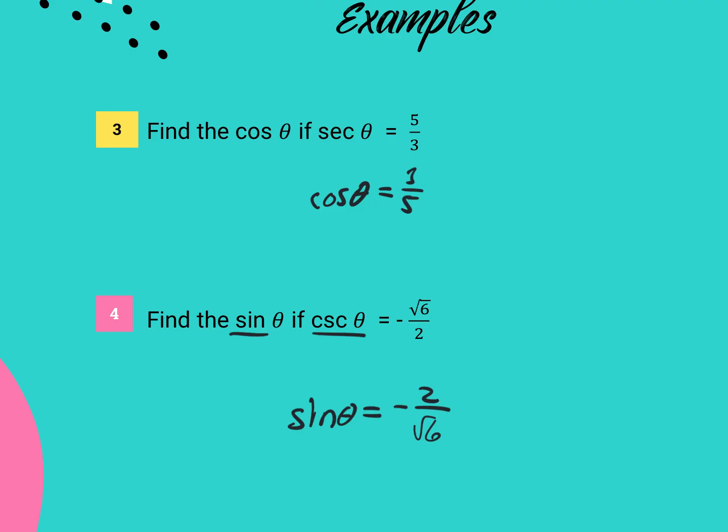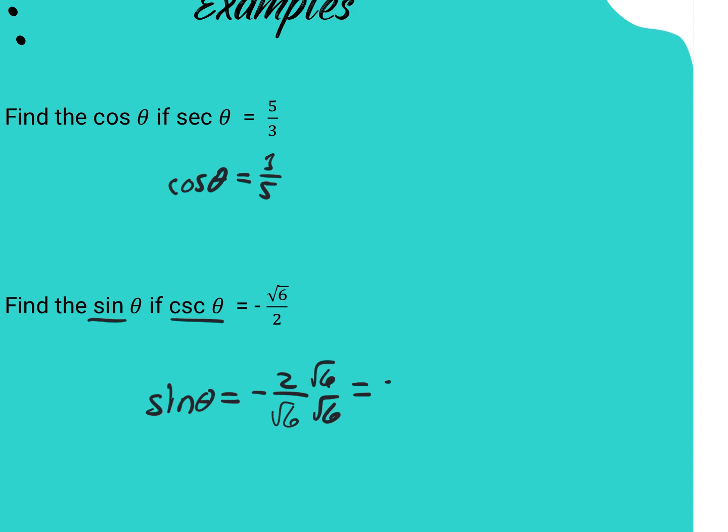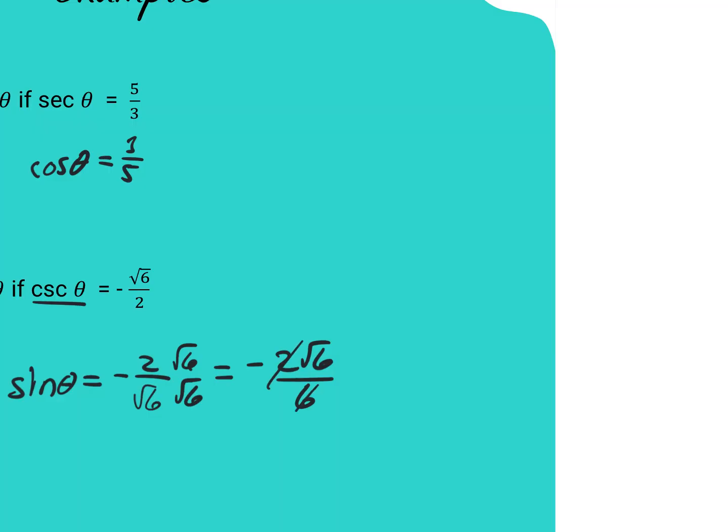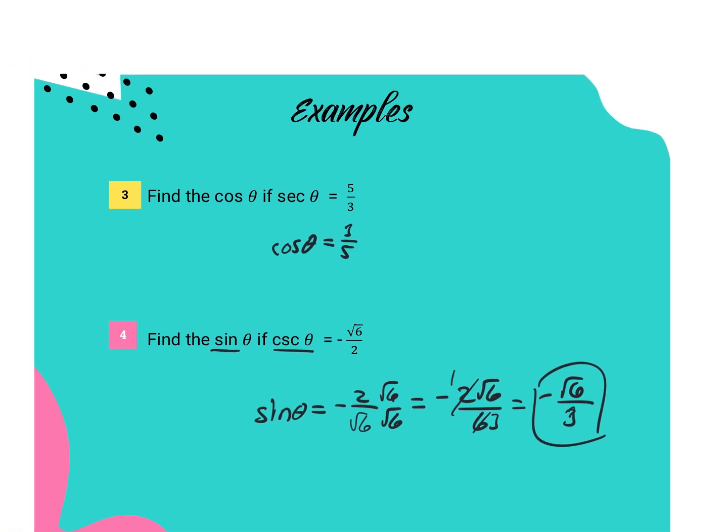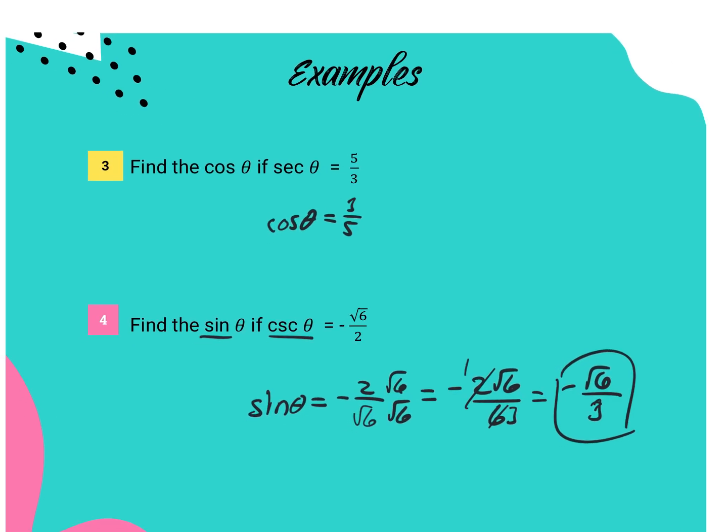And then this, I can rationalize that denominator. So then we get negative 2 square root of 6 over 6. And then 2 and 6 can simplify. So then we get negative square root of 6 over 3. All right, and that's all you have to do for these problems. And that's all in this lesson that we're going to quiz you on. I think I went over some more stuff in the lesson when I taught it in class, but that's really all you need for this lesson.